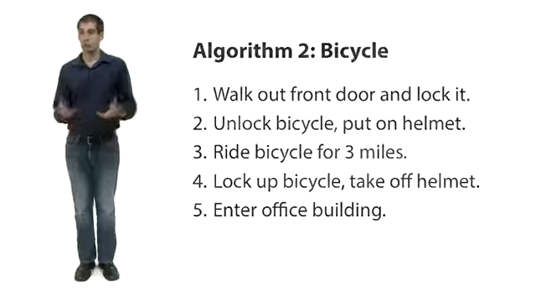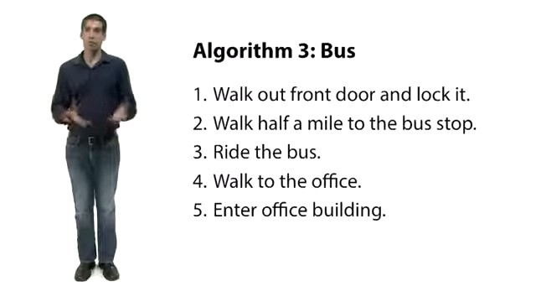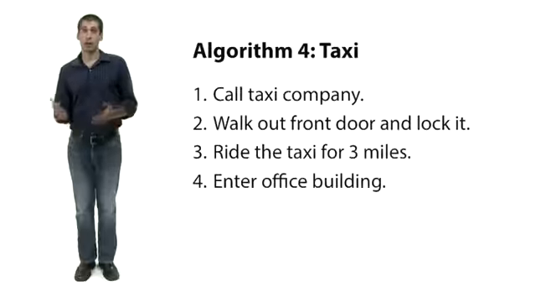Algorithm 3, which is the bus: I walk out the front door and lock it again. I walk half a mile to the bus stop, I ride the bus, and then I walk the short distance from the bus stop to the office, and I enter the office building. Algorithm 4, I call the taxi company, I walk out the front door and lock it, get in the taxi and ride the 3 miles, and then I enter the office building.